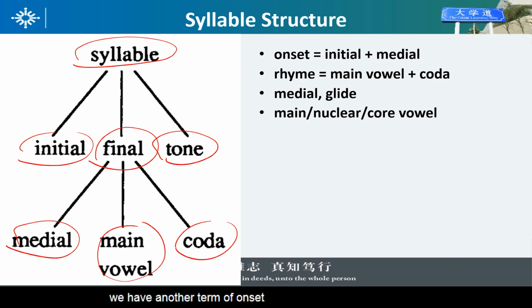And besides, we have another term, onset. Onset sometimes refers to the initial and the medial, meaning the beginning part of a syllable. Typically, if there is an initial, the onset can refer to the initial. The glide after the initial can be linked with it, and altogether they are regarded as the onset.